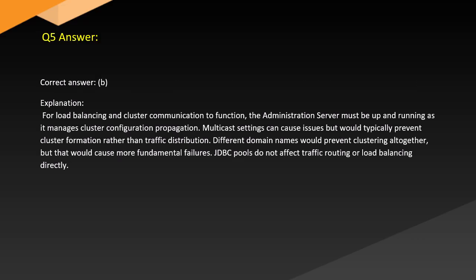Answer. Correct answer: B. Explanation. For load balancing and cluster communication to function, the administration server must be up and running as it manages cluster configuration propagation. Multicast settings can cause issues but would typically prevent cluster formation rather than traffic distribution. Different domain names would prevent clustering altogether, but that would cause a more fundamental failure. JDBC pools do not affect traffic routing or balancing directly.